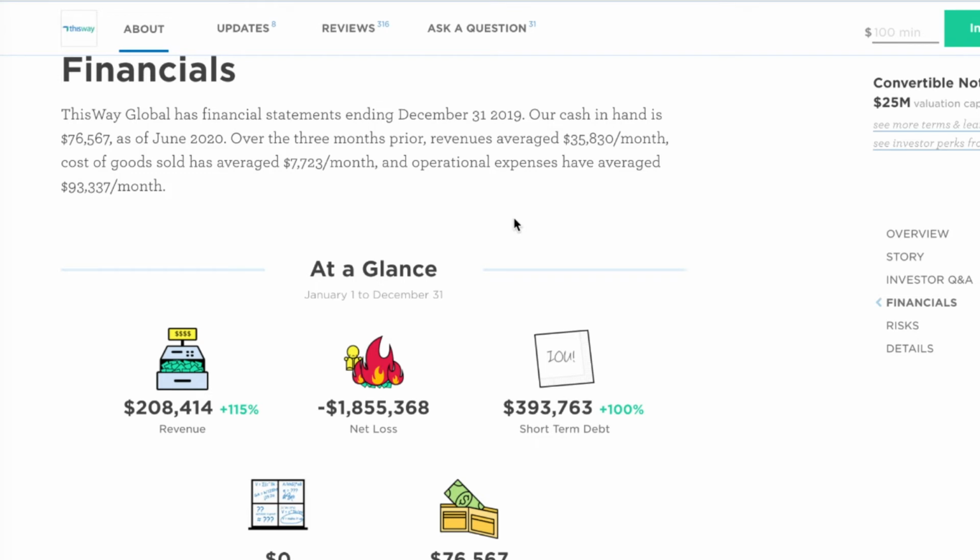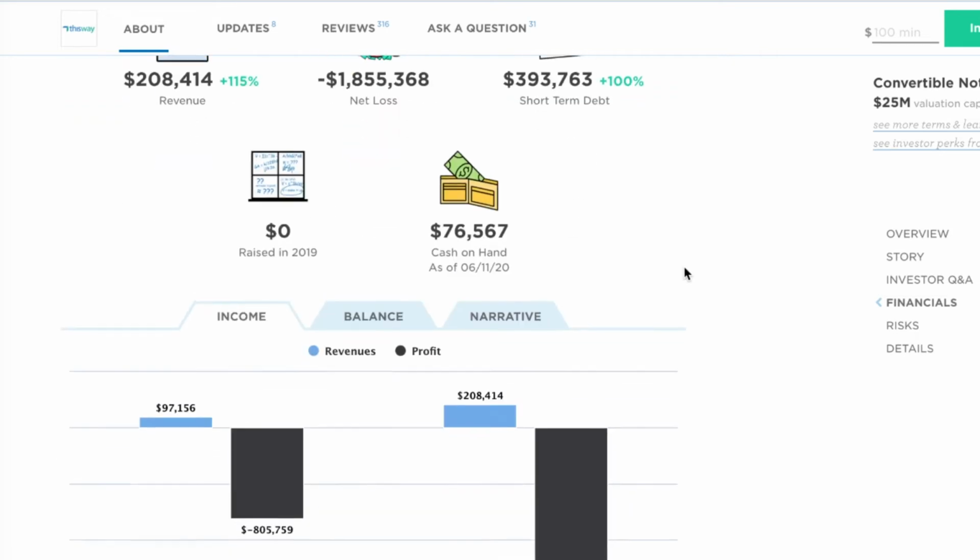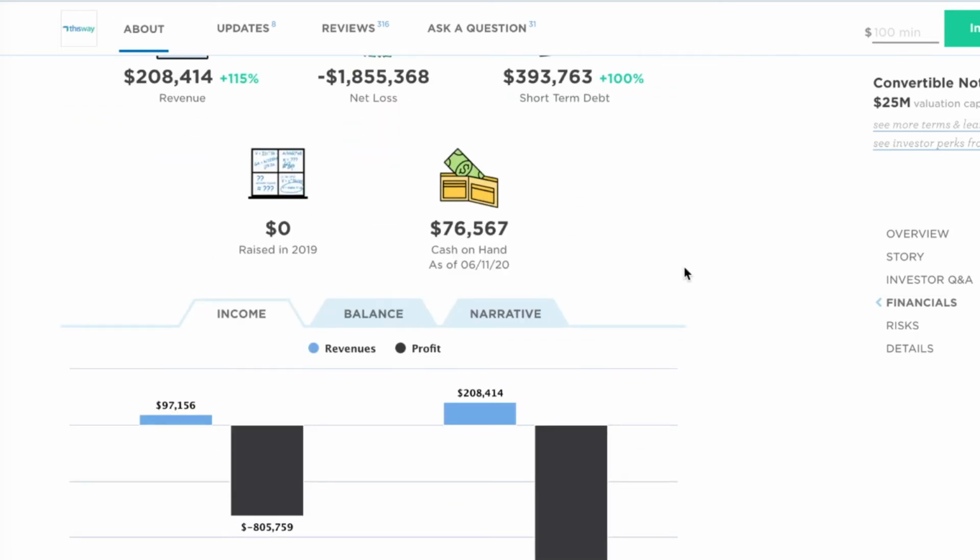So from January 1st to December 31st, you can see what their revenue was. You can see what their net loss was, their short-term debt, what their balance sheet is, what the narrative is. You would be starting to look at this more closely when you are very soon to make a decision, because normal people don't like to think very much, and you're only going to start to really look through these numbers once you're ready to process all of this information, right? So this is really the last thing.